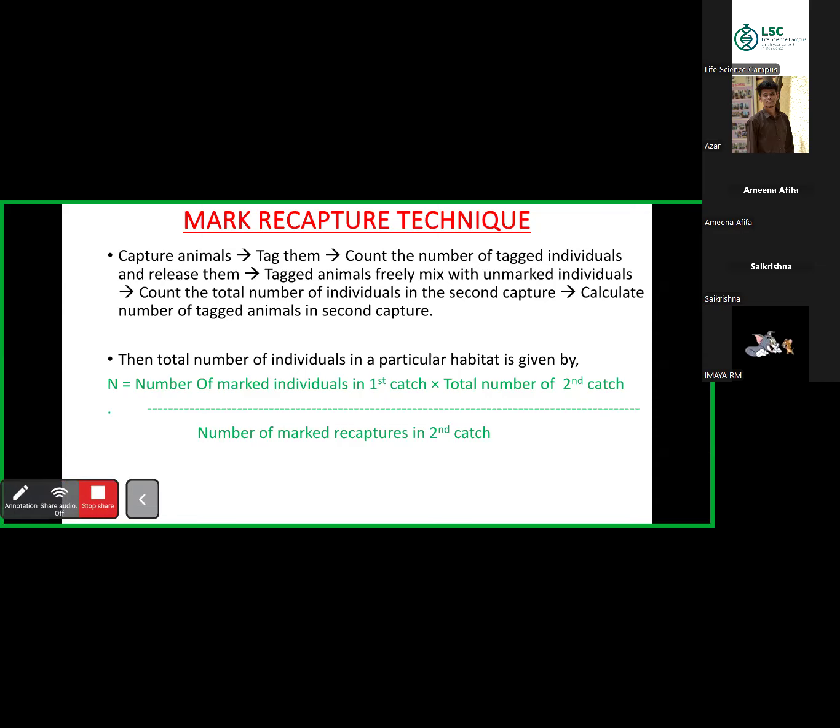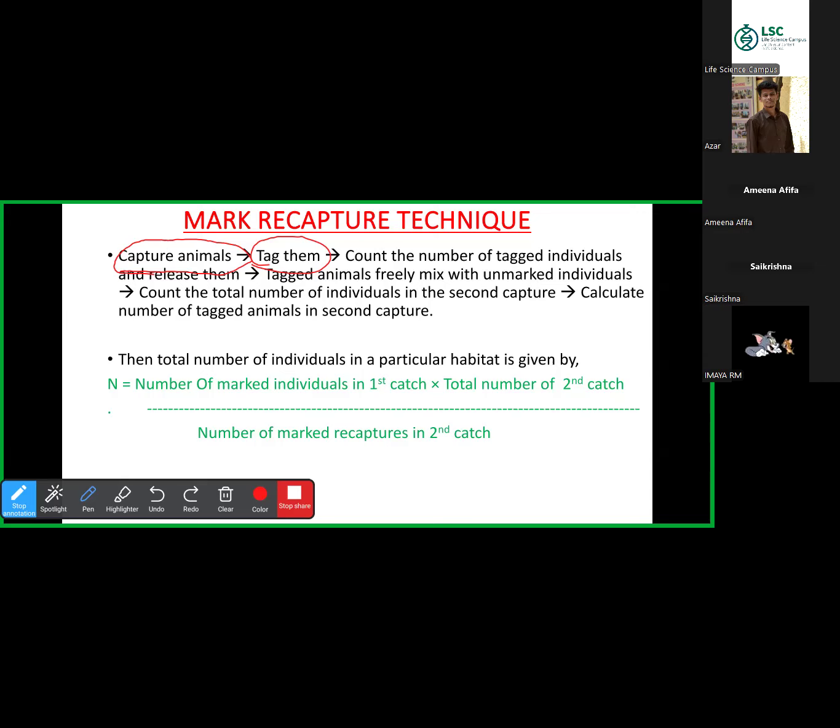So first step is capture animals. After capturing these animals, we will tag them. Tag means give them some indications, like clipping, coloring, that type of indications. That is tagging. Then count the number of tagged individuals and release them.